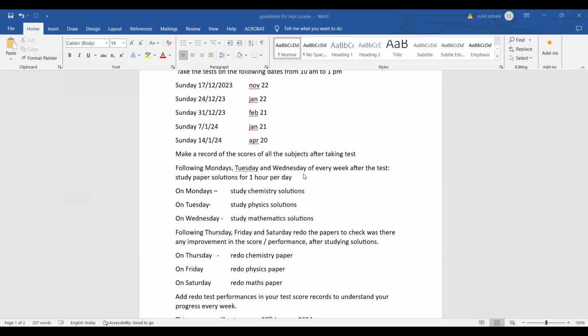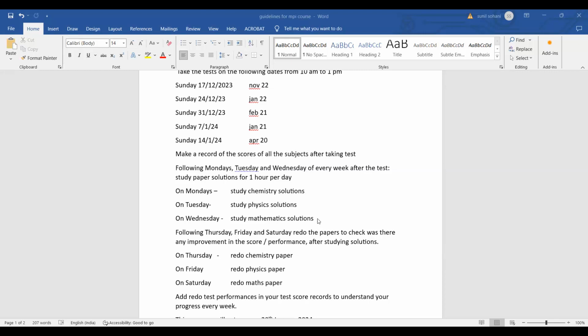Now what happens after the Sunday? On the following Monday, Tuesday and Wednesday of every week after the test, what are you supposed to do? Study the paper solutions 1 hour per day. I have given 3 days for studying the solutions. On Monday, study the chemistry paper solution for 1 or 1.5 hours, whatever you want. On Tuesday, study the physics paper solution. Wednesday, study the maths solutions.